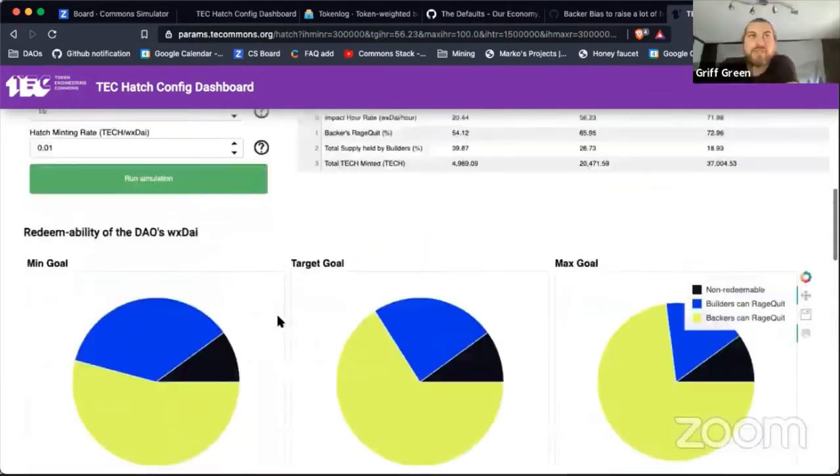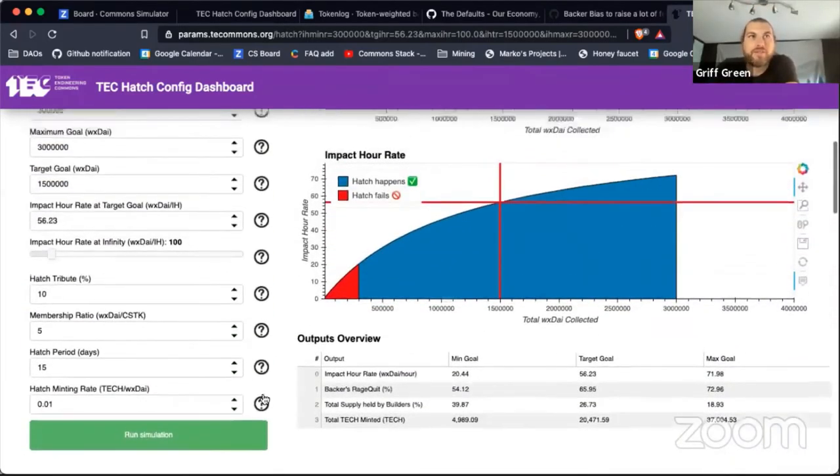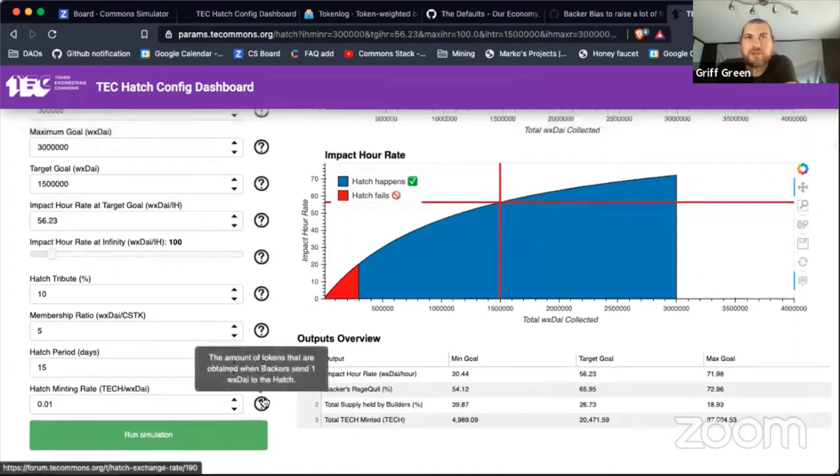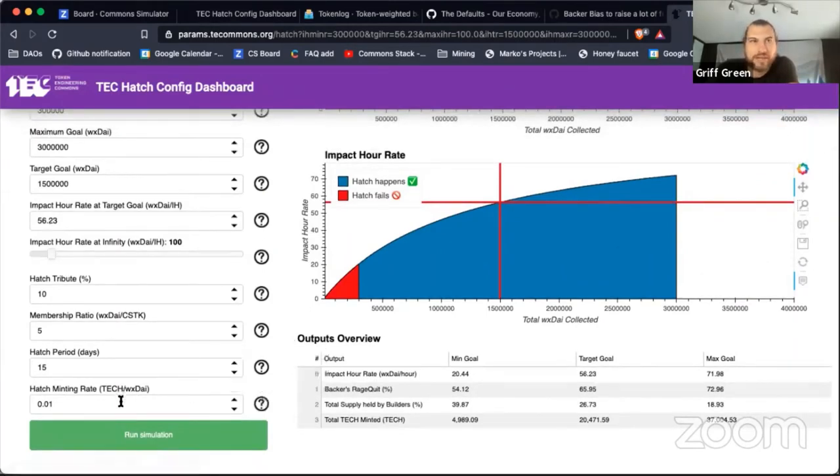So the minting rate is really a social variable. If this minting rate says that to get one tech token, you have to send 100 RAPDEX die to the hatch as a backer, that's what the variable is defining.